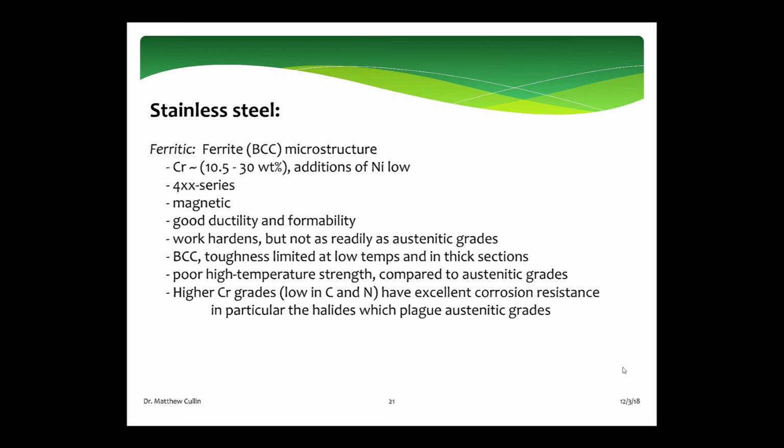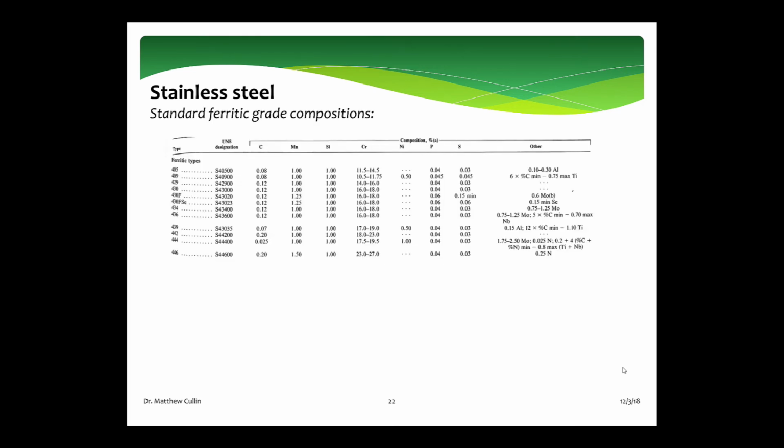If we put enough chrome in there, we can have excellent corrosion resistance. And in particular, they're not as susceptible to stress corrosion cracking and pitting in halide environments. Remember, the primary halides we're talking about here are chlorides. So if we have a chloride environment, a ferritic stainless steel might end up being a better choice for us than an austenitic grade of stainless steel. This gives you kind of an idea of what's available.